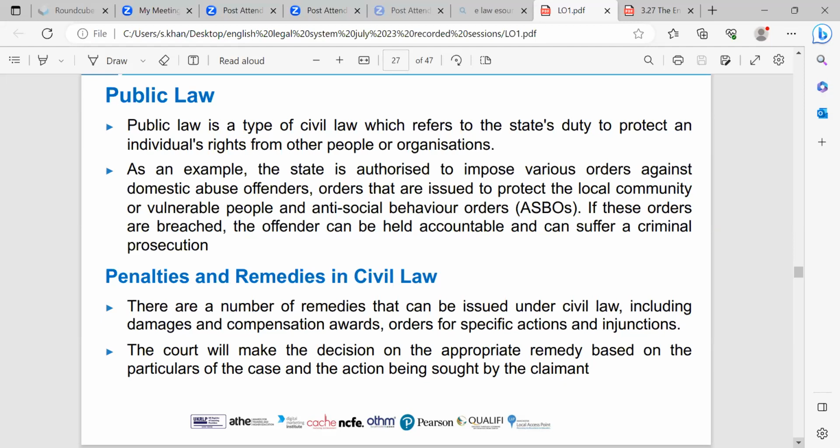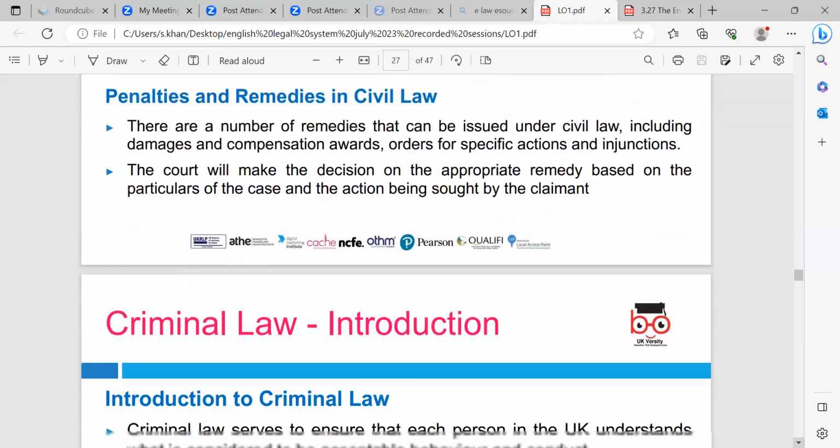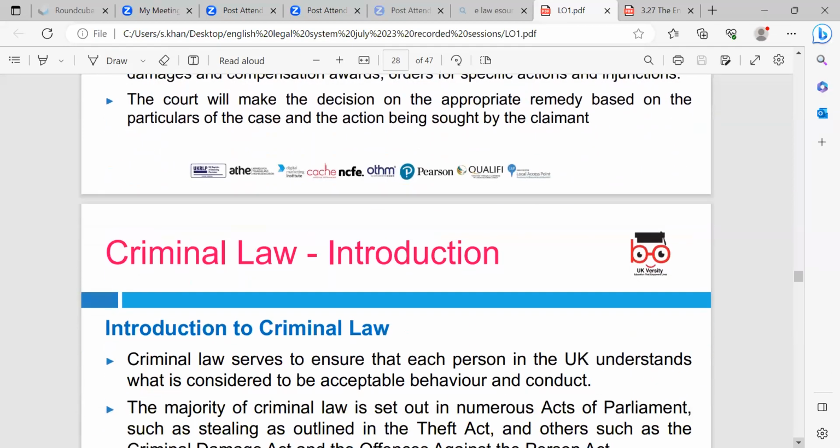The penalties and remedies in civil law. There are a number of remedies that can be issued under civil law, including damages and compensation, as mentioned earlier, orders for specific actions, and injunctions. The court will make the decision on the appropriate remedy based on the particulars of the case and the action being sought by the claimant. Examples of civil law cases include family disputes, such as divorce, dissolution of civil partnership, children's issues, and childcare arrangements.